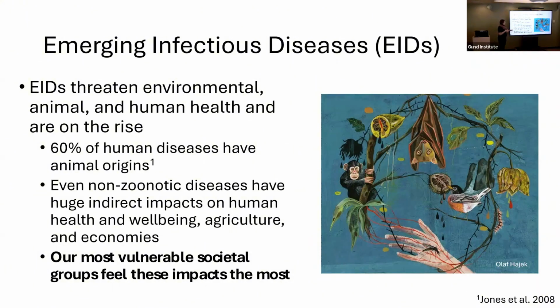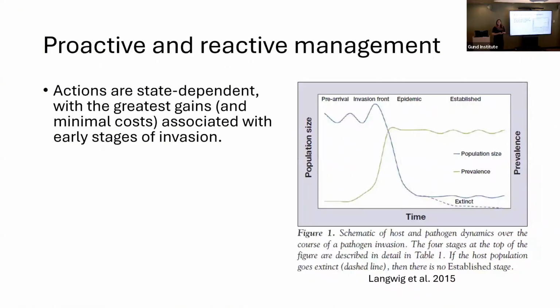Just a note here that in general, when we see negative outcomes from diseases impacting human society, it tends to be the most vulnerable societal groups that feel these impacts the most rapidly and the most intensely. So there's a huge equity angle to consider here. When we think about intervening on a wildlife disease, or really any disease, we can think of proactive and reactive measures. What could we do before this disease arrives here? And what might we do after it arrives?